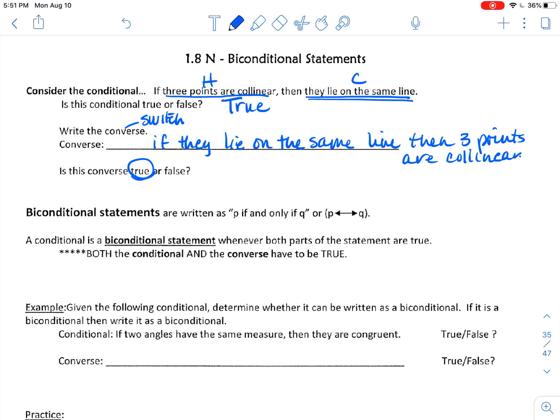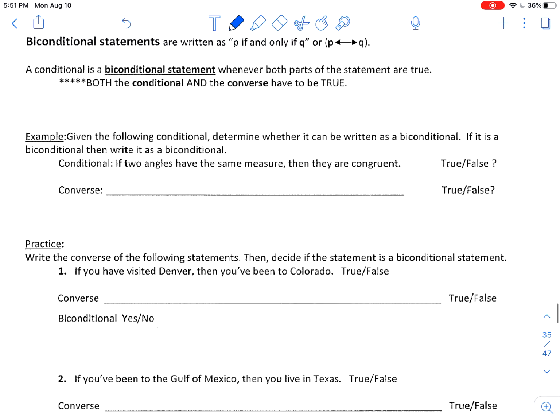Biconditional statements are written as P if and only if Q, or P implies Q, Q implies P. A conditional is a biconditional statement whenever both parts of the statement are true. Both the conditional and the converse have to be true. So let's take a look at another example. Given the following conditional statement, determine whether it can be written as a biconditional. If it is a biconditional, then write it as a biconditional.